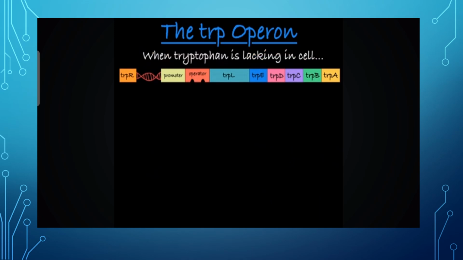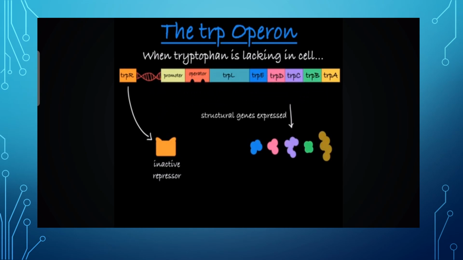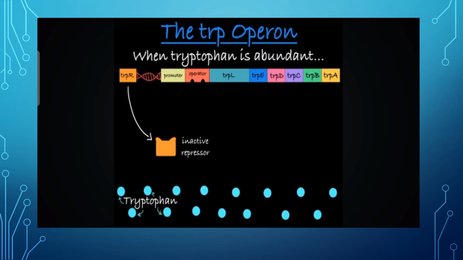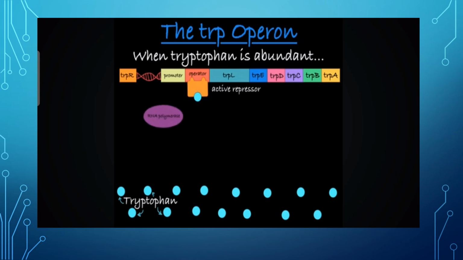When there's a lack of tryptophan, the cell needs to make more of it. The repressor is in an inactive form, and the RNA polymerase can bind to the promoter of the operon and transcribe the trp structural genes, leading to the production of tryptophan in the cell. When there is an abundance of tryptophan, the cell doesn't need to make more. In this state, the tryptophan will act as a co-repressor, binding to the repressor and causing it to become active. In this state, the repressor will bind to the operator and prevent RNA polymerase from transcribing the trp structural genes.